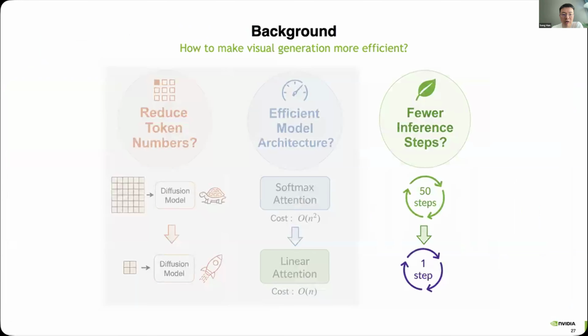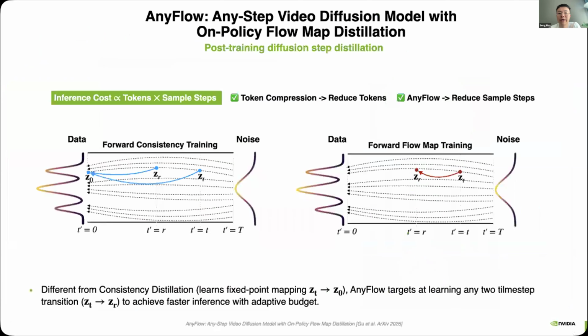Okay, so far we talked about token compression and efficient architecture, and finally let's talk about how to generate using fewer steps. So we propose this idea called AnyFlow, for any-step video diffusion model with on-policy flow map distillation. The inference cost is proportional to the number of tokens times the number of sampling steps. Previously, the token compression technique reduced the number of tokens, while AnyFlow can reduce the number of sampling steps.